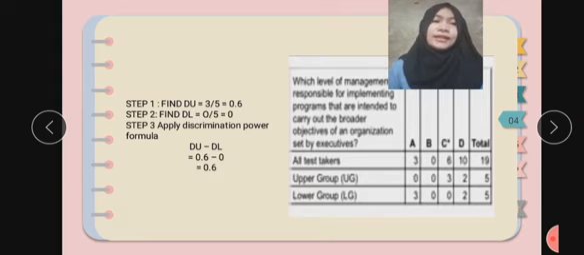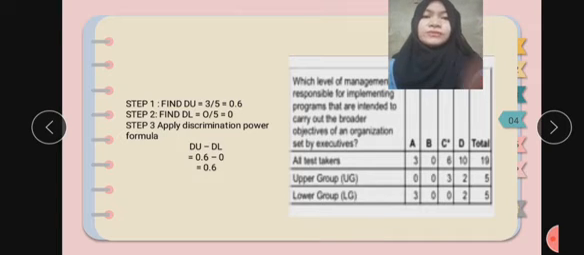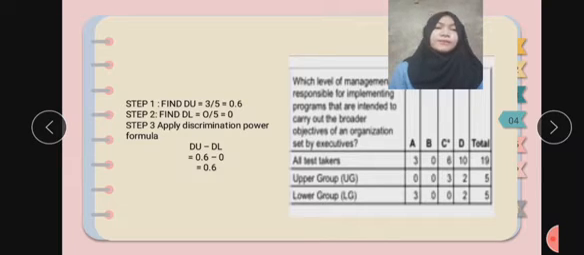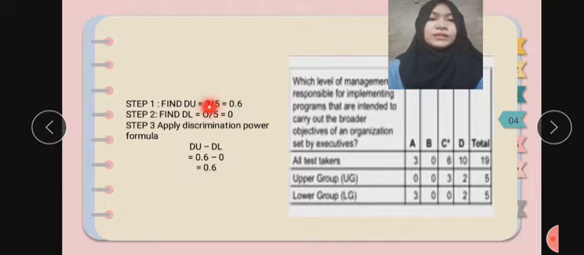And then, tsaka na tayo makaka-proceed sa discrimination power natin, which is nakita naman natin yung formula, which is DU minus DL. So, pag nakuha na natin yung DU, i-minus lang natin siya sa DL. Then, the result is the discrimination power. So, as we can see, nakuha natin kanina is 0.6, which is the DU. Then, ayan, i-substitute lang natin. And then, nakuha natin kanina dito ay 0, which means 0.6 minus 0, that is equal to positive 0.6.